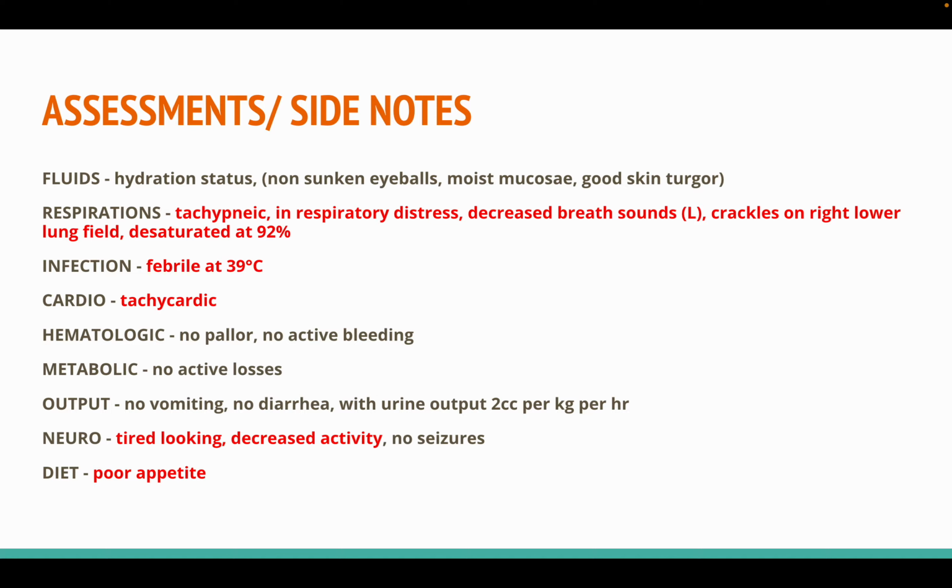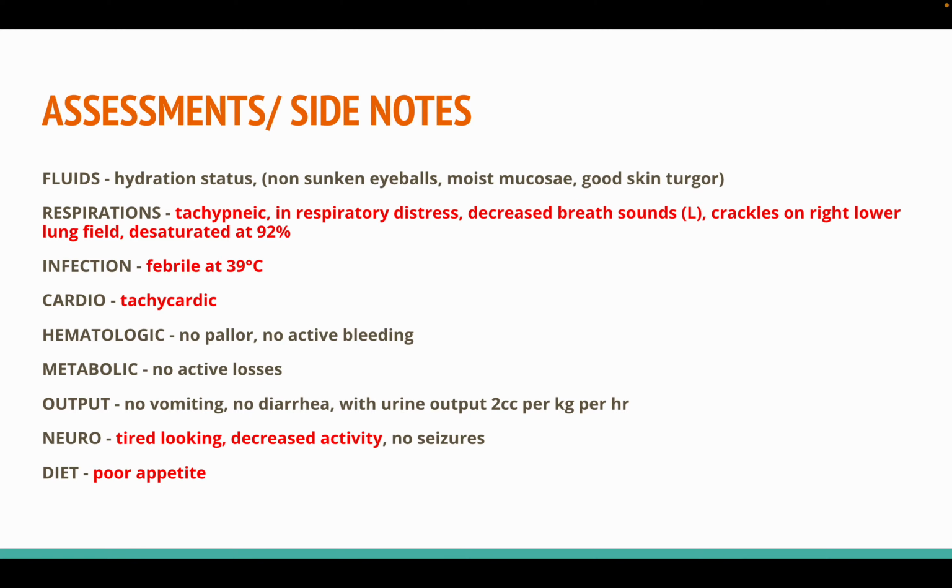For respiration, you can also place in the side notes tachypneic and respiratory distress, your auscultatory findings of decreased breath sounds, crackles on the right lower lung field, and episodes of desaturation at 92%. For infection, meaning any signs of infection, you can also note that the patient is febrile at 39. And then cardio-wise, you can write the heart rate of the patient, or you can place it here, tachycardic.